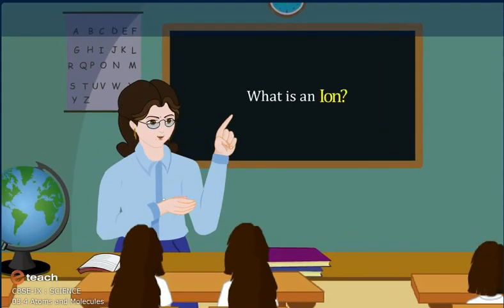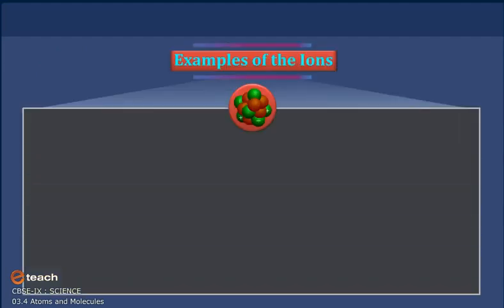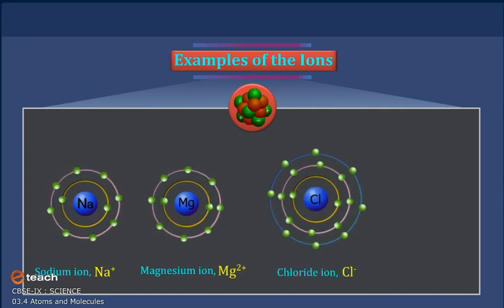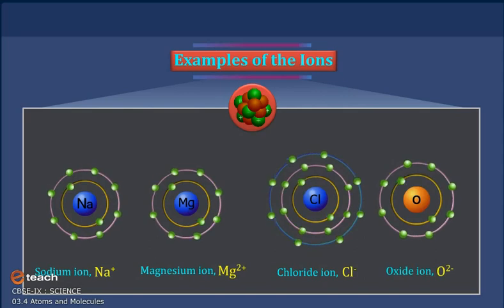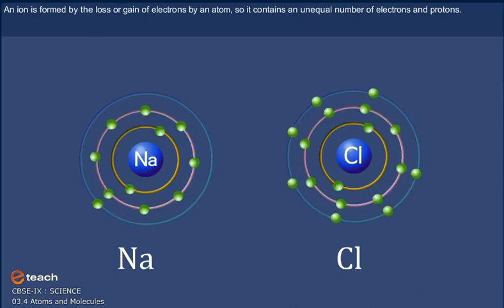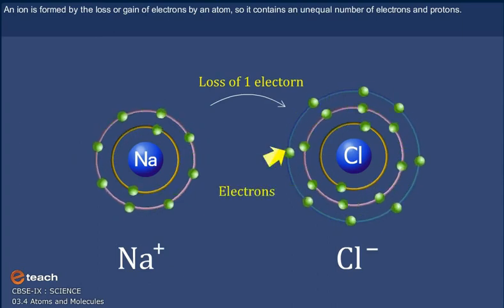Hello student. What is an ion? An ion is a positively or negatively charged atom or group of atoms. Examples of these ions are sodium ion, Na+, magnesium ion, Mg2+, chloride ion, Cl-, and oxide ion, O2-. An ion is formed by the loss or gain of electrons by an atom. So, it contains an unequal number of electrons and protons.